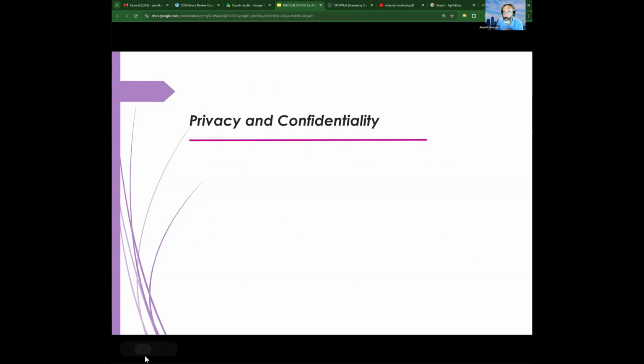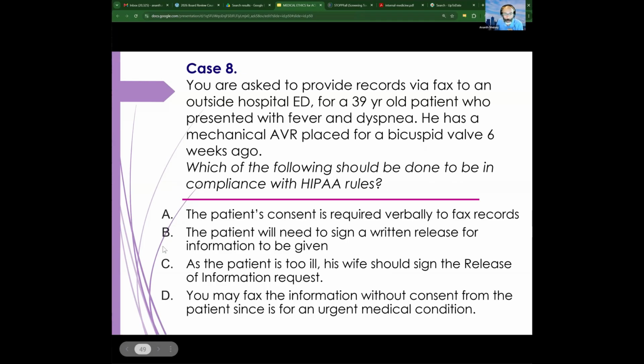Okay, we're going to transition to privacy and confidentiality. I appreciate everyone bearing with me. We are approaching the end of the talk.